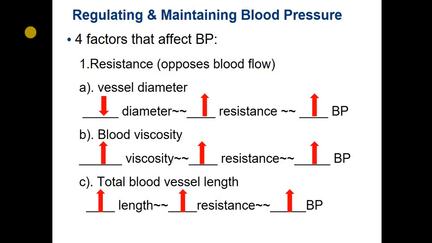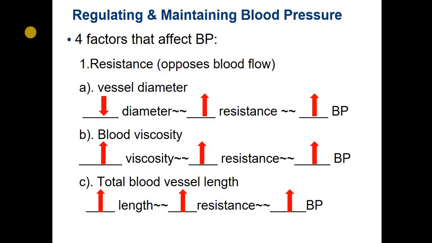So consider that on this part here, 4 factors that affect blood pressure. One factor would be resistance, anything that opposes the flow. Ways you can think about resistance: vessel diameter. If you have a smaller diameter, then this will increase resistance. Think of the tunnel situation I gave you earlier. If my tunnel is smaller, then I can bump the walls and bump things on the side to slow down my movement. So if I have less space, I have increased the resistance, and now increasing resistance will increase the blood pressure.